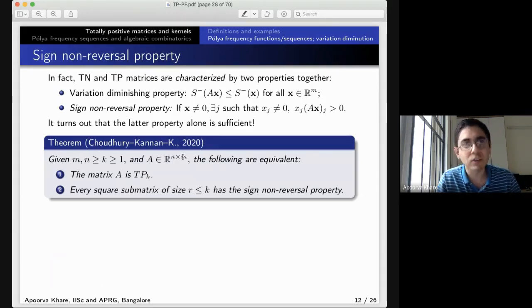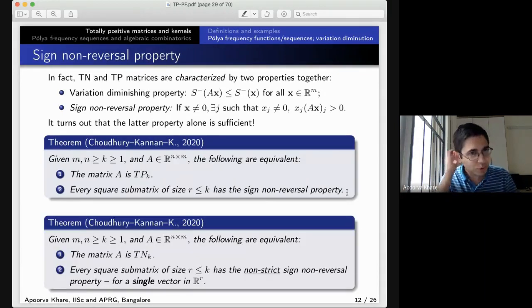Given any rectangular matrix, the following are equivalent. The matrix is TPk, meaning all 1 by 1, 2 by 2, ..., k by k minors are positive. If you take k to be the minimum of m and n, then you can just say it's TP. So this is a more general result than just total positivity. It's total positivity refined up to a certain order. This happens if and only if every square submatrix of size less than or equal to k has this sign non-reversal property. And you see there is no mention made of variation diminishing.